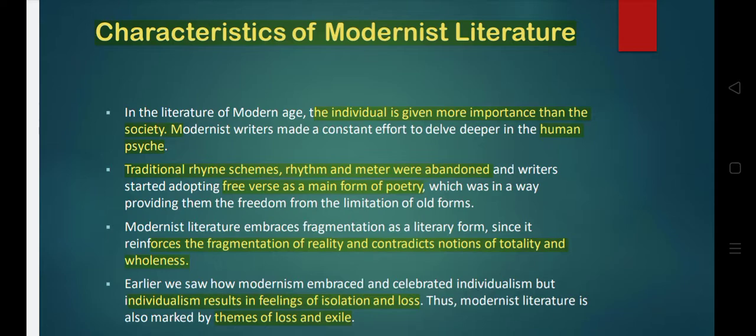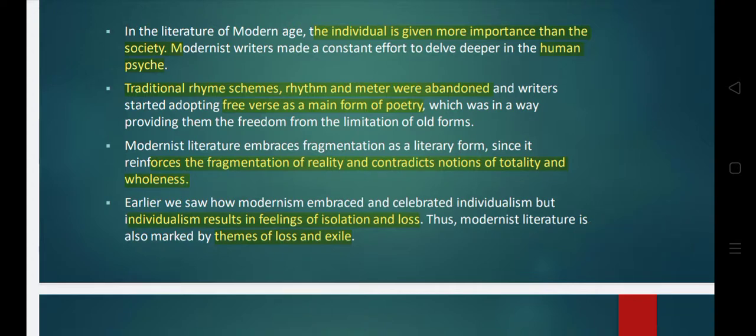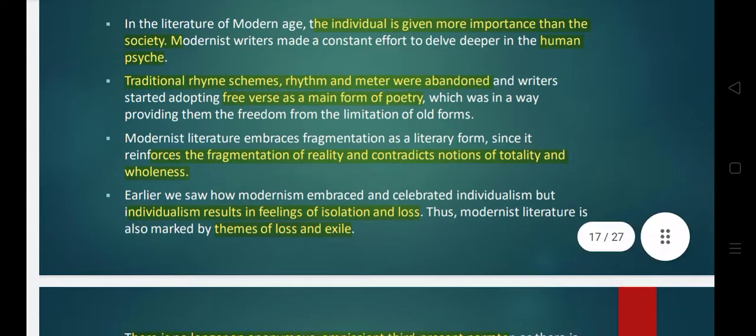And the characteristics of modern literature: the individual is given more importance than the society, as we discussed before, and this went deeper into the human psyche. So the main focus was the human psyche and individualism, and there was a transition in rhyme schemes. Basically they rebelled against the traditional rhyming schemes and rhythm meters, abandoned them and then adopted their own style, free verse, which is the main form of poetry of the modern age, and then they reinforce the fragmentation of reality and contradict notions of totality and wholeness.